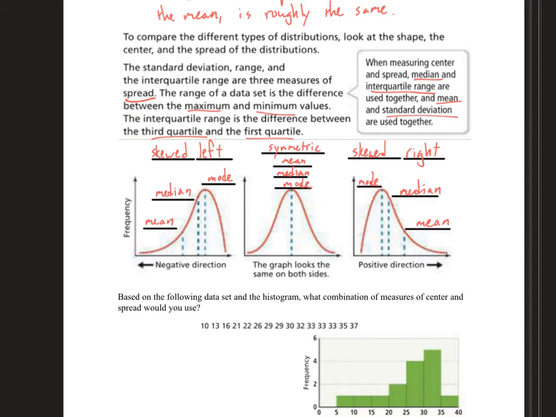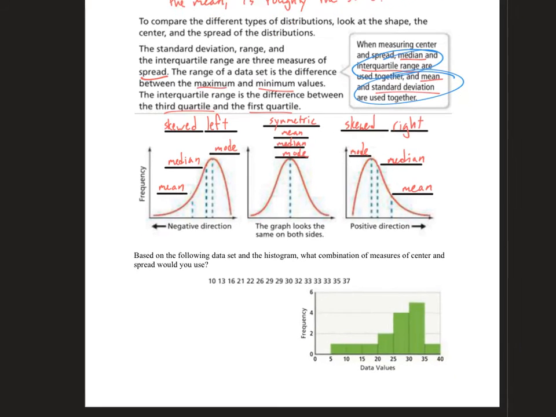So when we're looking at these, when it's symmetric, that's when mean, median, mode are all in the middle. So that's when we would use the mean and standard deviation together as measurements. And then if our data is skewed, that's when the median is more in the middle, and that's when we would use median and interquartile range for our measurements.